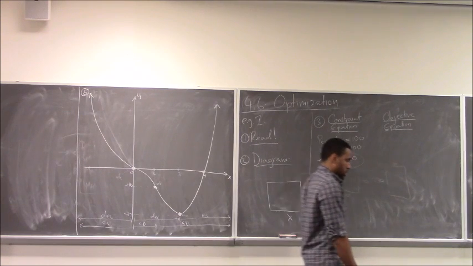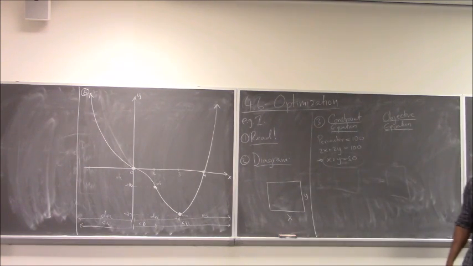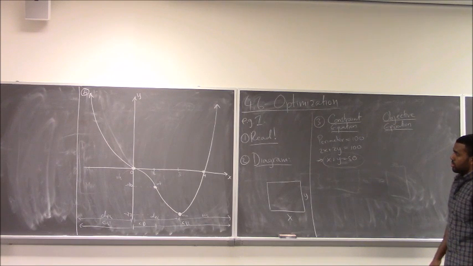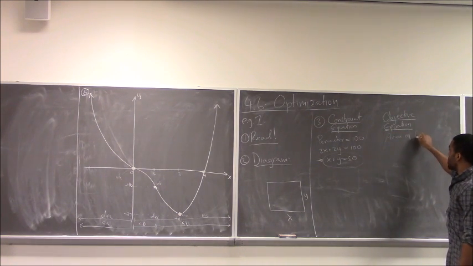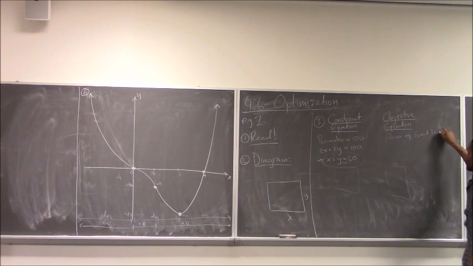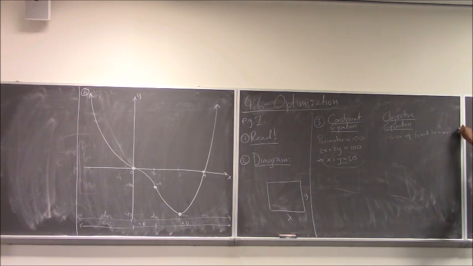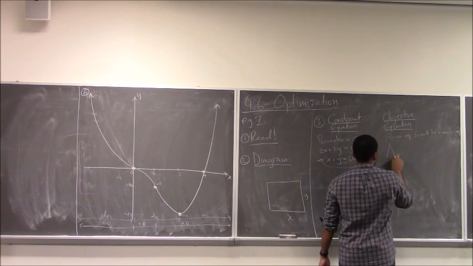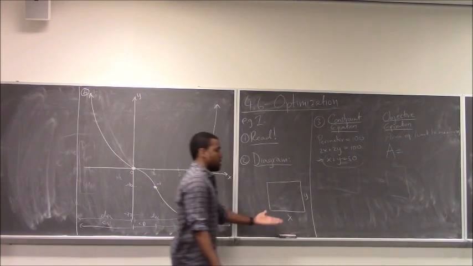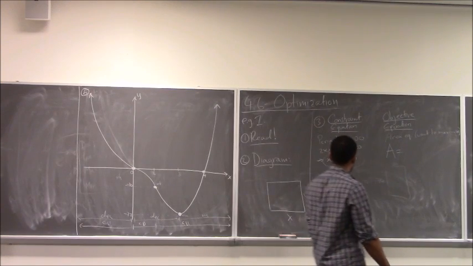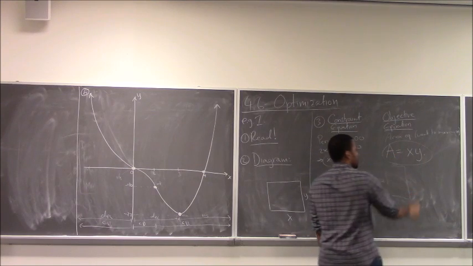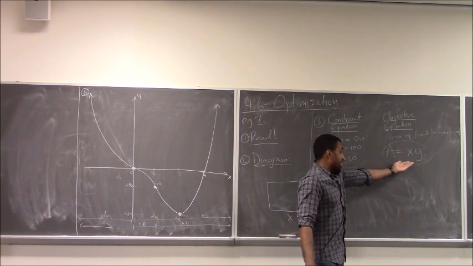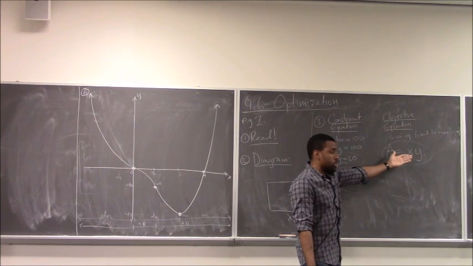Now you go to the objective equation. So this is what you want to maximize or minimize. And what is that here? What is it you want to maximize or minimize? Area. So the area equation is what you want to maximize. So the area, based on this diagram I just drew, is going to be what? X times y, length times width. That is your objective equation. And this is actually the equation I care about. The area is what I want to make as big as possible.